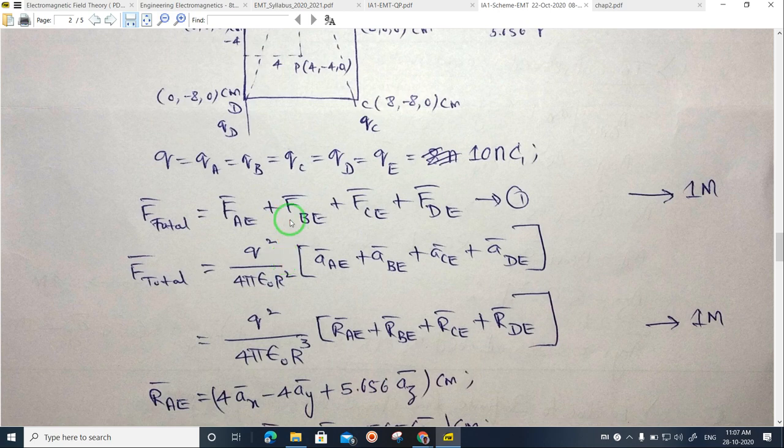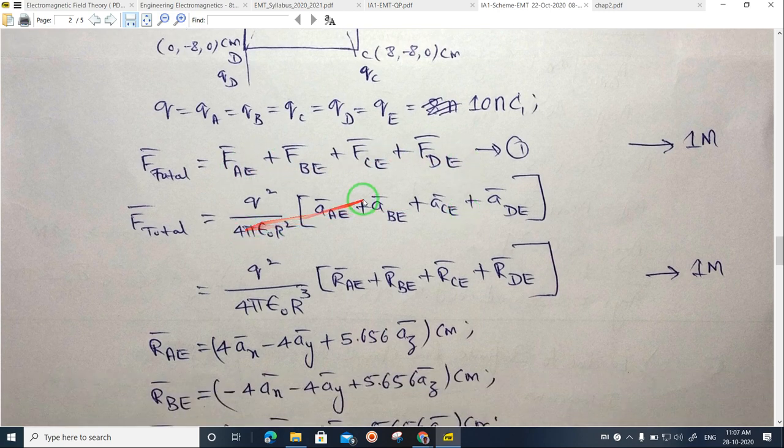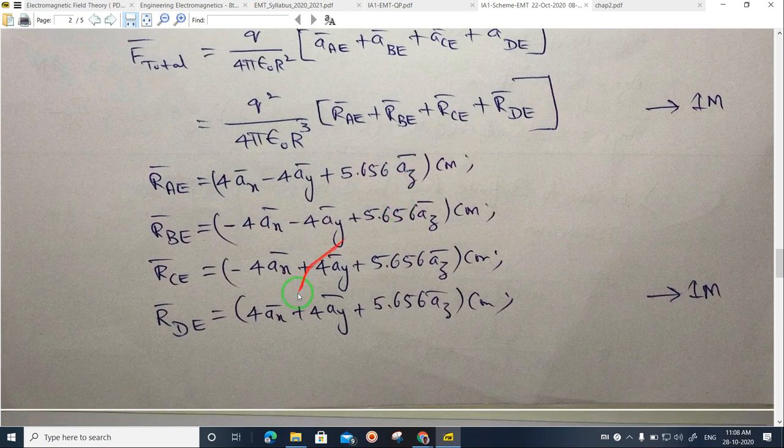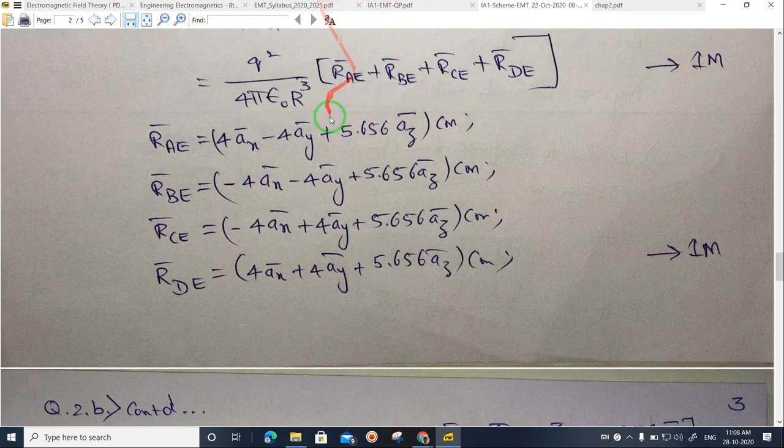The total force acting on the fifth charge is given by the sum of all the forces due to the charges present at A, B, C, D. Since the distances are the same, Q is also the same. So Q1 Q2 by 4 pi epsilon r square into a_R. Q1 Q2 means Q square because QA equal to QB. So Q square by 4 pi epsilon r square into a_R. a_R is nothing but a_AE, a_BE, a_CE, a_DE. What is a_AE? The vector R_AE by R. So R_AE by R, R square into R, R cube. Take it out: R_AE plus R_BE, R_CE, R_DE. Then substitute in this formula.